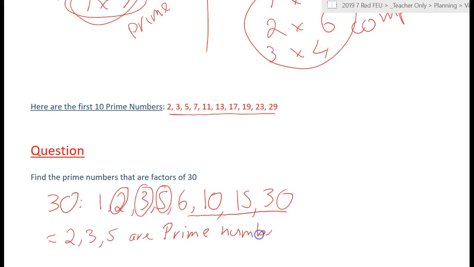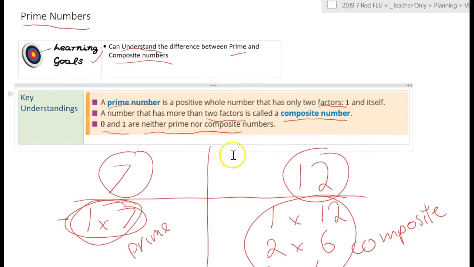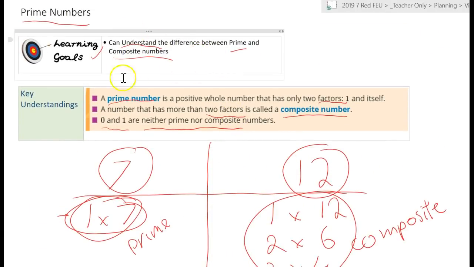Make sure you understand the difference between prime and composite numbers. At the end of your notes, in the summary section, can you please answer that question: can you understand the difference between prime and composite, and explain them in your own words?